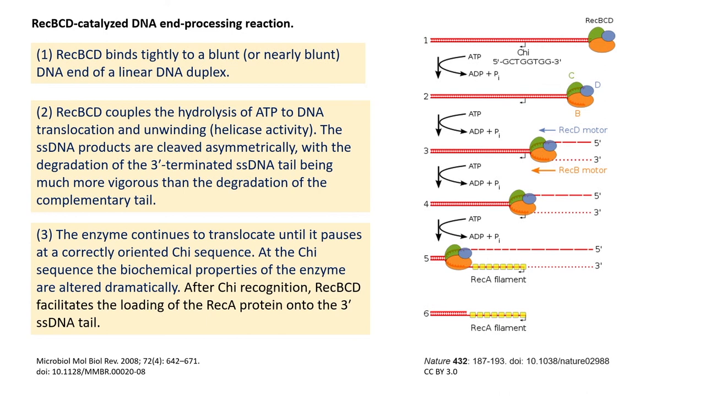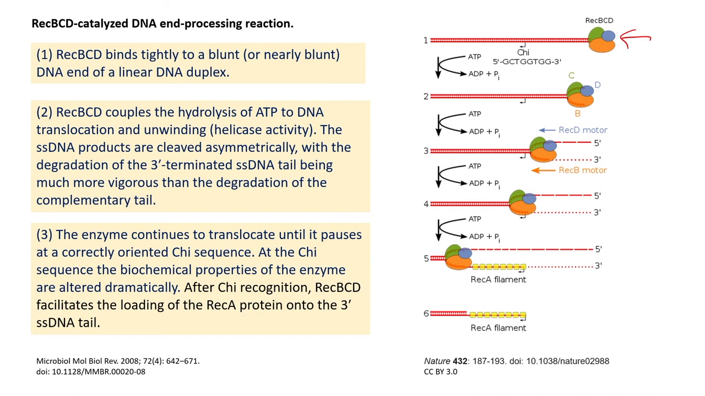So, there are various steps laid over here: 1, 2, 3, 4, 5, 6. We will discuss these steps one by one. RecBCD binds tightly to a blunt or nearly blunt DNA end of a linear DNA duplex. The RecBCD couples the hydrolysis of ATP to DNA in the next step, and the DNA translocation and unwinding due to the helicase activity takes place.